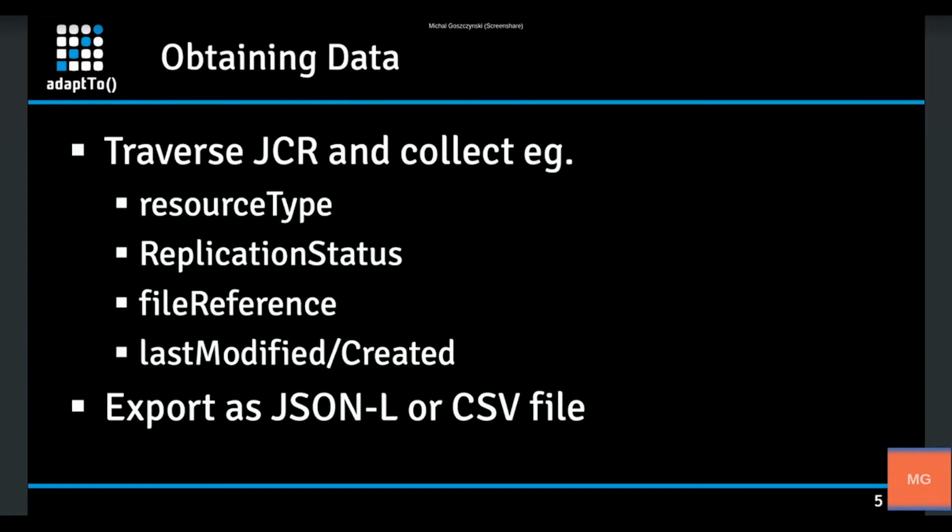we're going to get the resource type of the node that we're currently iterating over, which page it belongs to, the page replication status, and last modified date. And if we found any reference to the assets in its properties, then we're going to print this out as well.